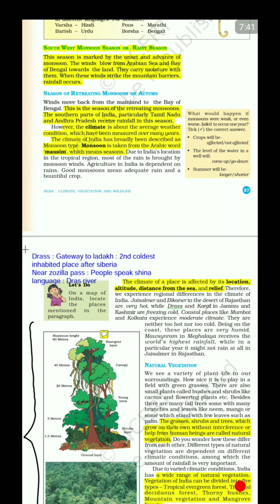Some years back, its temperature was recorded as low as minus 60 degrees Celsius. It is very near to Zojila Pass, and people speak the Shina language, which is part of the Indo-Aryan language group.